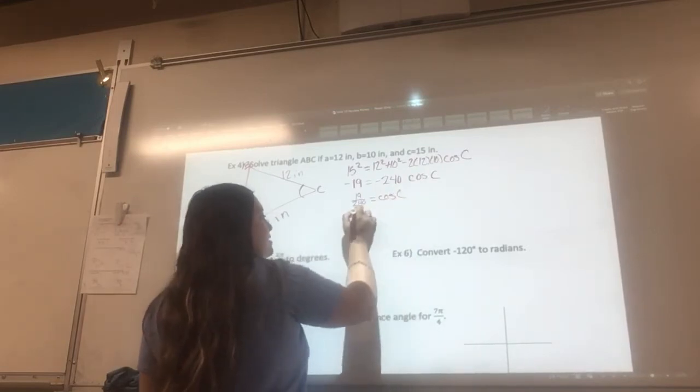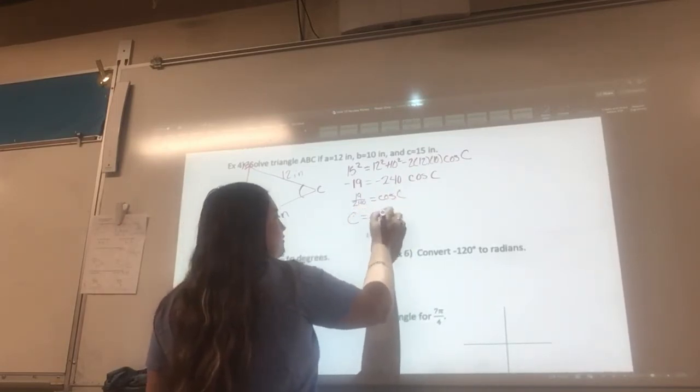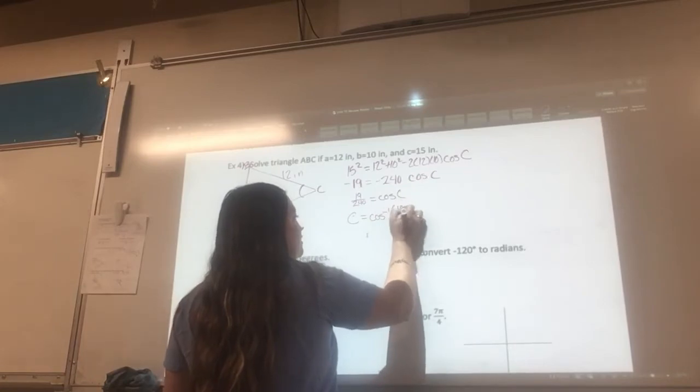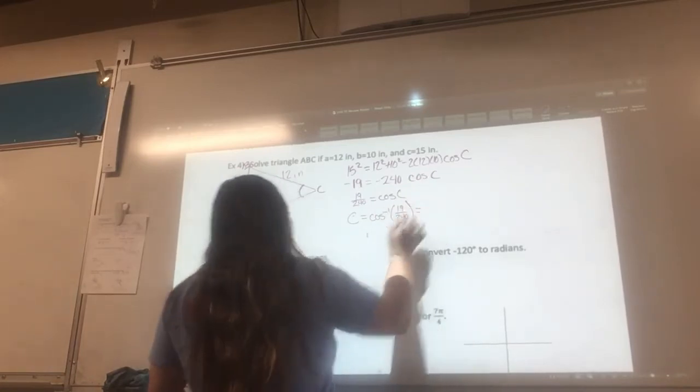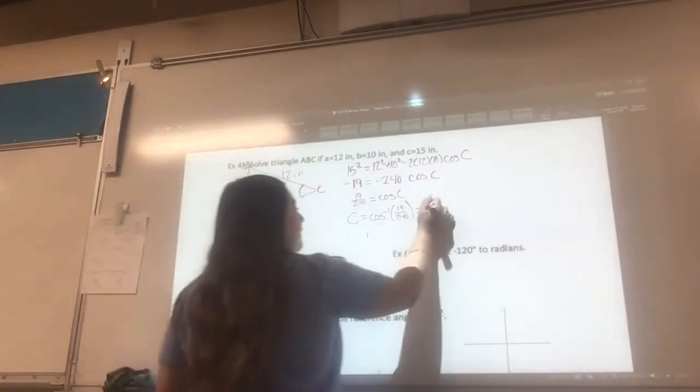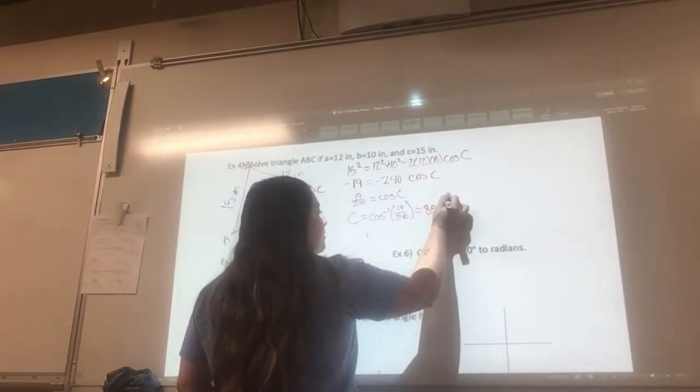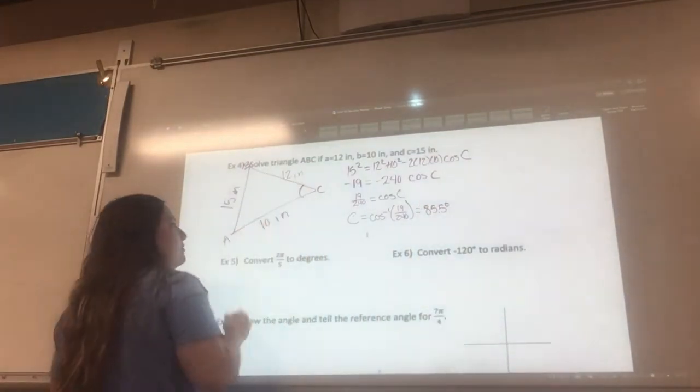And to get to C by itself, we say C is equal to the inverse of the cosine of 19 over 240, where angle C is going to equal 85.5 degrees. So we now know angle C.